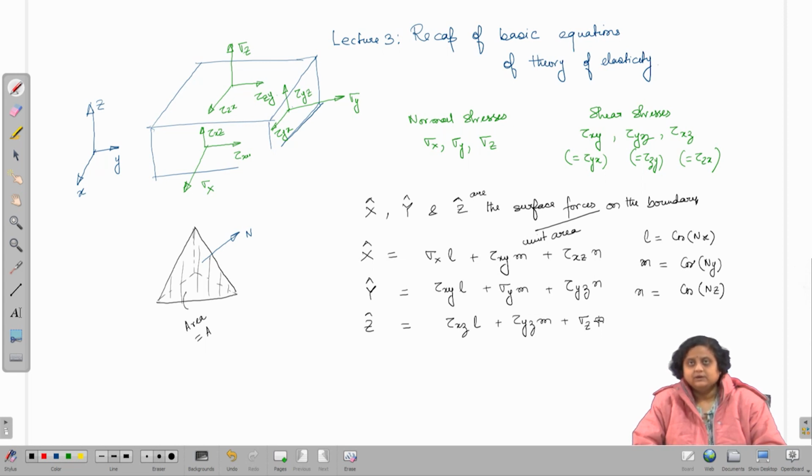Now, as we know, there are six unknown stresses and we have only studied three equilibrium equations. Therefore, this becomes a statically indeterminate problem, and to uniquely solve for the six stress components, we will need another three equations that will give uniqueness to the solution for the stresses sigma x, sigma y, sigma z, and tau x y, tau y z, and tau x z.